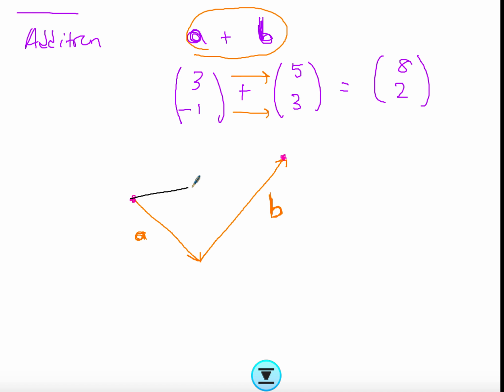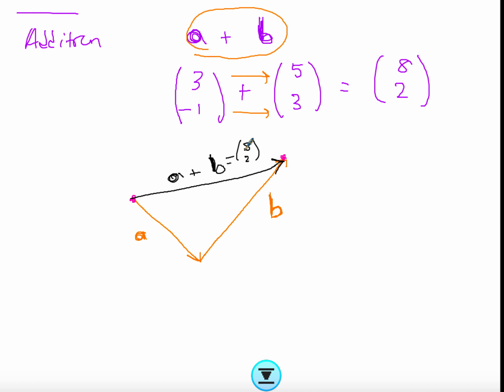So this is the result of doing A plus B. So this is what 8 and 2 looks like. This is the result of going A to B. Now, if you think about it in real life situations, you can either move A and then plus B, or you can move 8 across and 2 above. So a more straightforward movement.